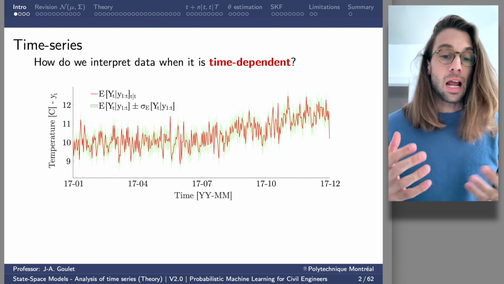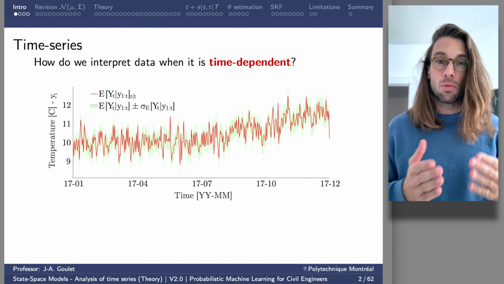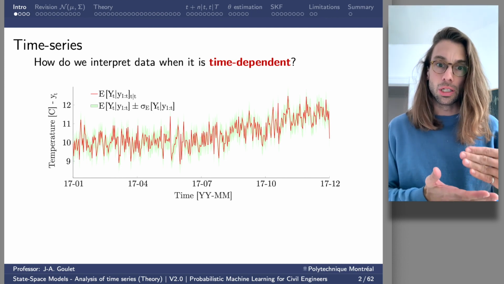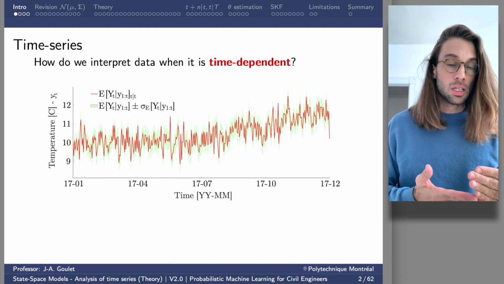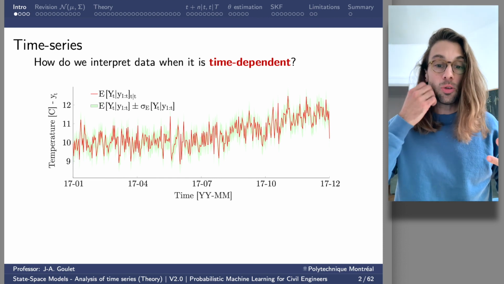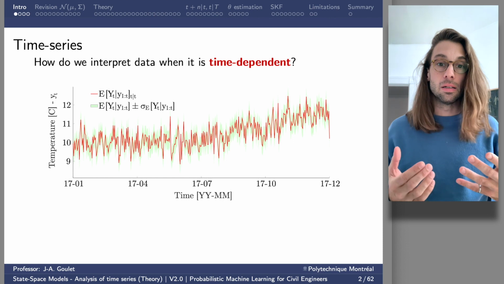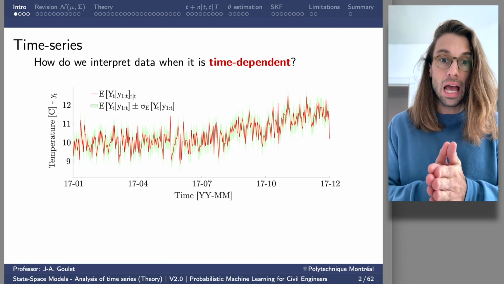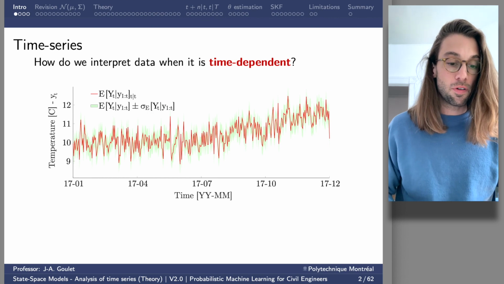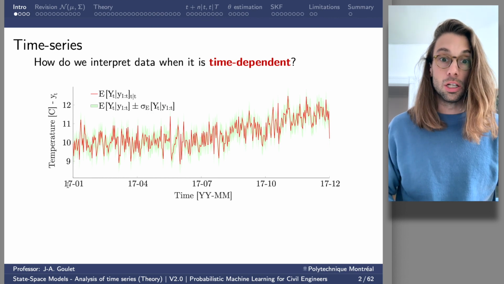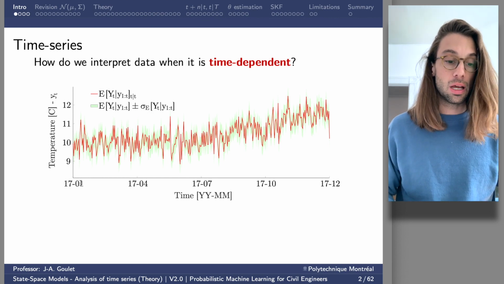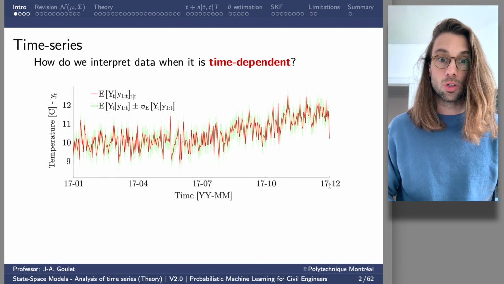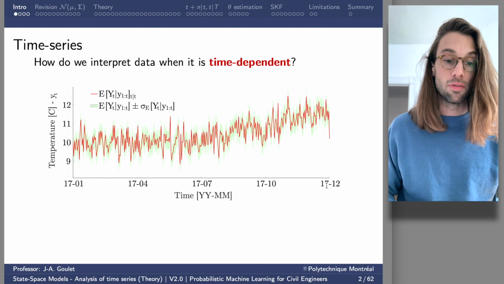So time series, what does it look like? We have data that is collected sequentially over time. How do we analyze and interpret data that is time dependent? This is what we're going to look at. Here we have an example. On the horizontal axis is time, where the first digits are the years and the second ones are the months. This is from January 2017 till December 2017, one year's worth of data.